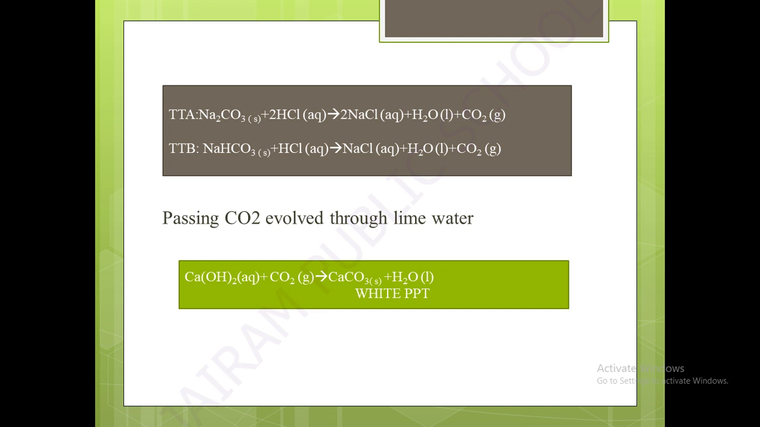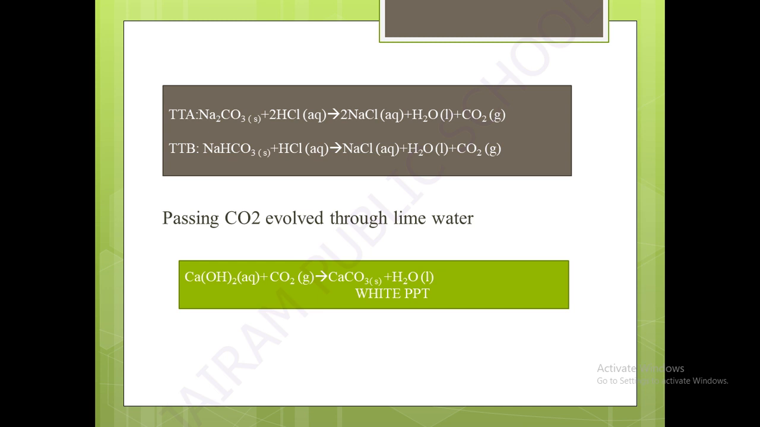I already told you, if you take any metal carbonate and react it with an acid, it will produce a salt, water and carbon dioxide. In test tube B I have taken a metal bicarbonate, that is sodium hydrogen carbonate or sodium bicarbonate, which reacts with the HCl. It will produce the same salt, sodium chloride, water as well as carbon dioxide. When the evolved carbon dioxide is passed through lime water, it forms a white precipitate. That precipitate is called calcium carbonate.